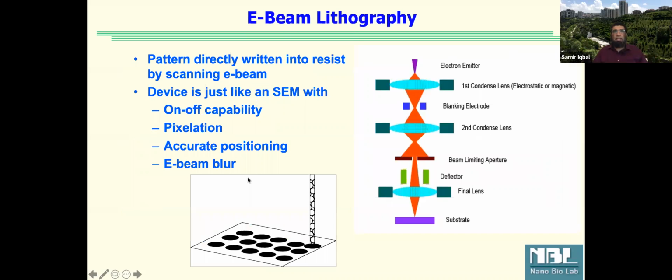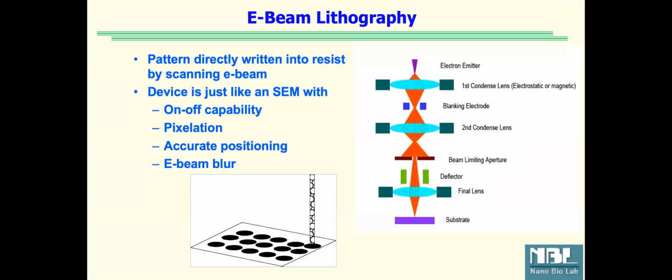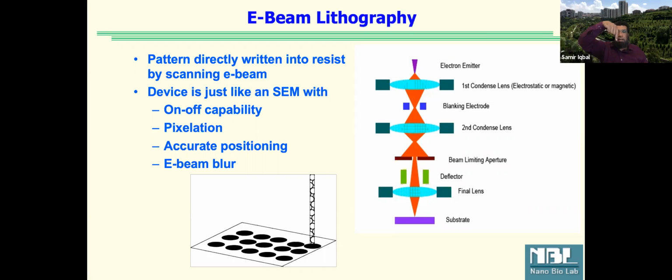Here's an example: if we have to make 15 circles, you have to go to each space and use your E-beam to write that circle, then switch off, go to the next place, write your circle, and so on. Instead, if we were doing UV lithography, I would just make a mask with 15 circles and flash the light once. Everything is done, but the problem is size. I cannot make smaller things with UV, right? So that's the issue.